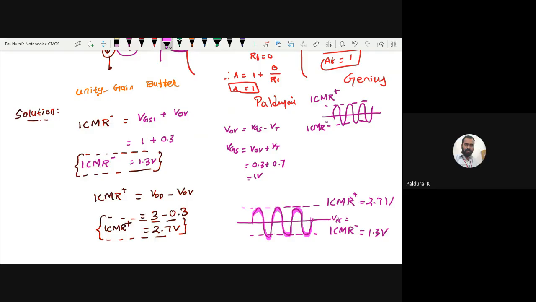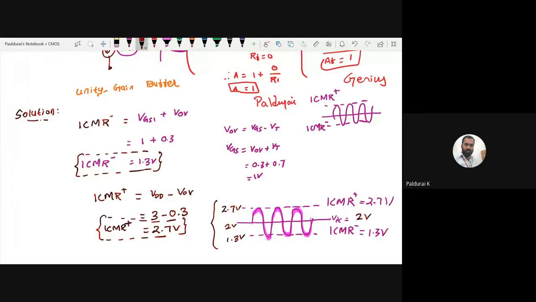2 volt, yes, very good. It is 2 volt, and you know how to calculate this, right? So this is my 2.7 and this is my 1.3 volt. So what about the limit? Actually the output swing is okay, somehow okay.